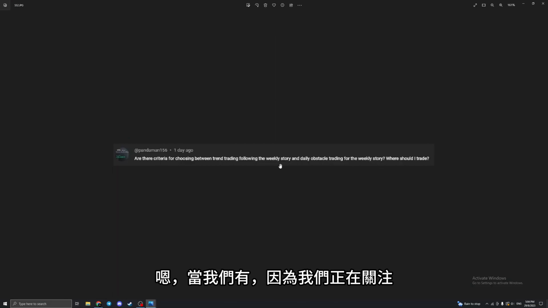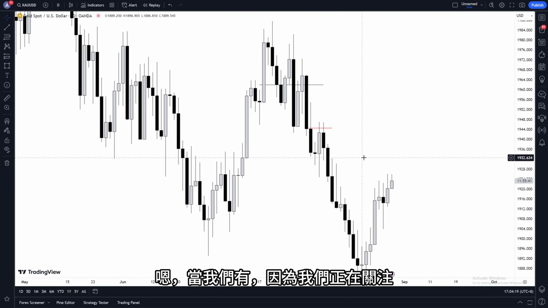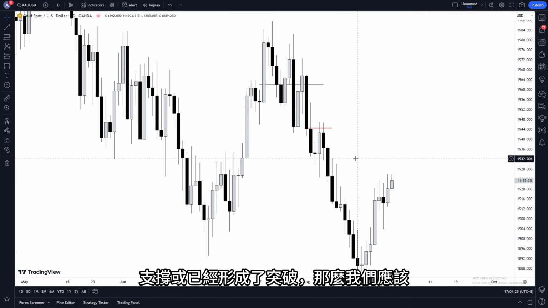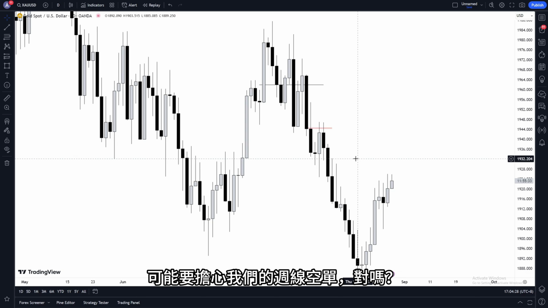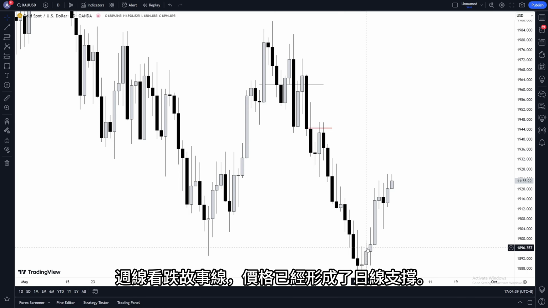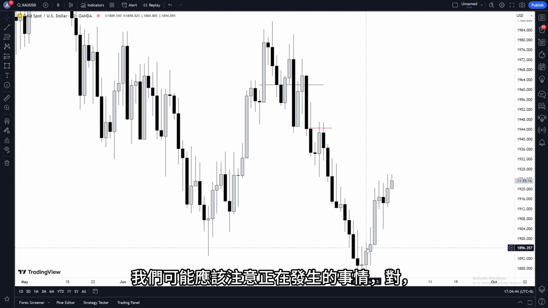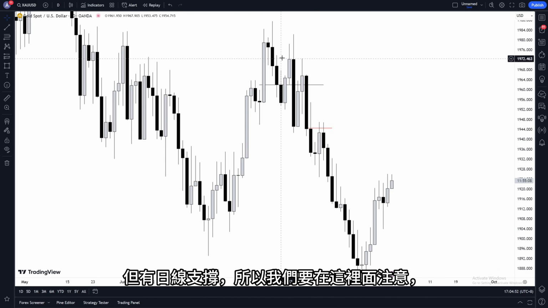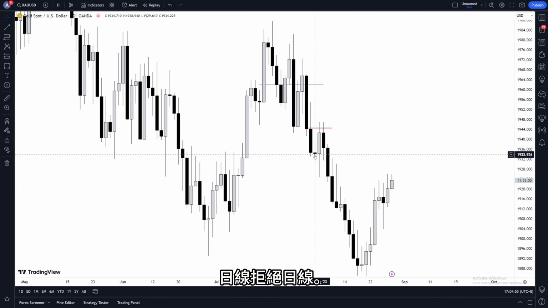Now, when do we pay attention to the daily obstacle trading? Well, because we're paying attention to the daily, when we have a daily that has made a support or has made a breakout, then we should probably be worried about our weekly sells, correct? We have weekly bearish storyline. Price has made a daily support. Weekly bearish storyline, price has made a daily support. We should probably pay attention to what's happening, correct? So like this, sell, buy, daily support. Weekly bearish storyline, by the way, but daily support. So we're going to pay attention inside here.